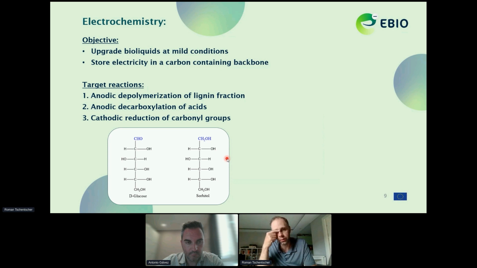Then the third target reaction is basically to reduce aldehydes of sugars or sugar-based derivatives into polyols. And that again improves the stability of those molecules and minimizes the repolymerization, degradation, caramelization, and so on in later steps.